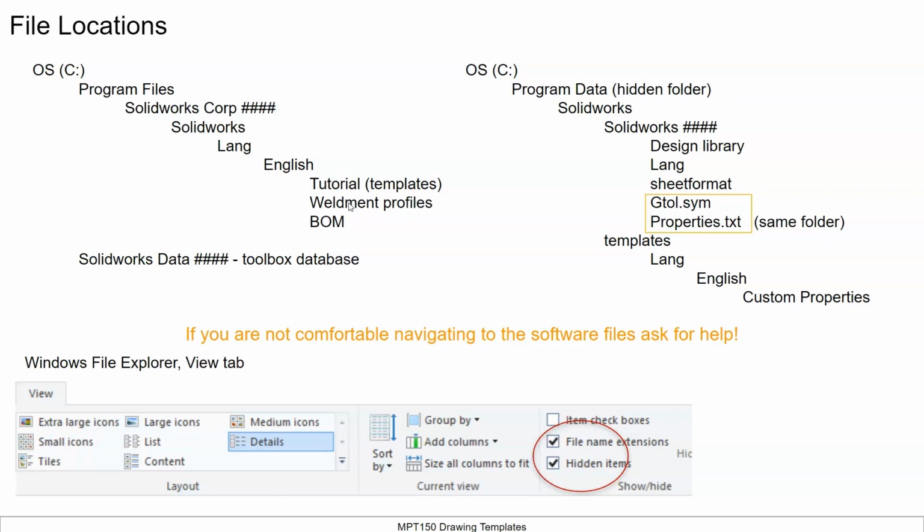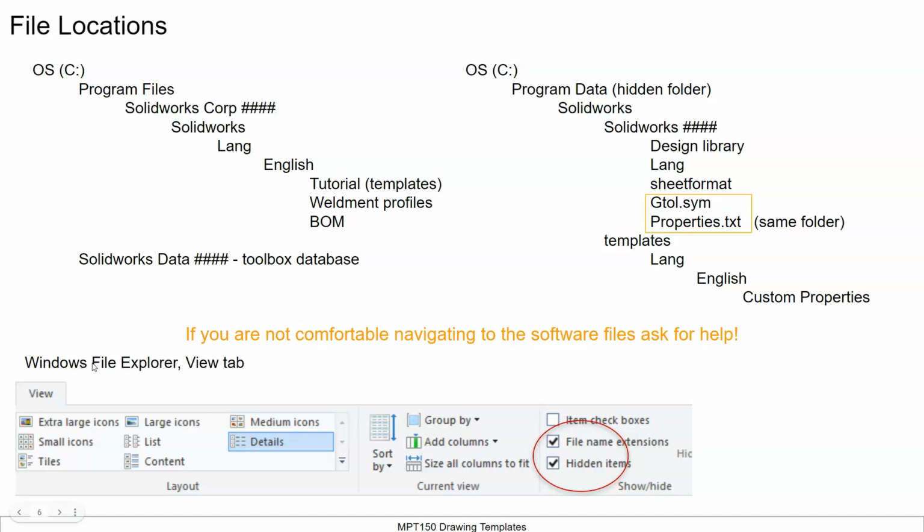Not so common are the weldment profiles we would be looking for, and our bill of material if we save custom bill of materials. On the C drive, SolidWorks Data and number, that is the toolbox database. We won't go into that one very much, but you will see it at the top level there. The other one is the program data, which is typically a hidden folder.